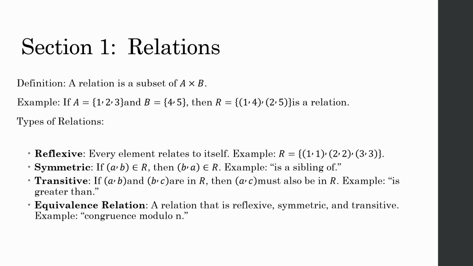For example, equivalence, that is, equal to. This is the most standard example. Any number equals itself. Reflexivity. If A equals B, then B equals A. Symmetry. If A equals B and B equals C, then A equals C. That is transitivity.